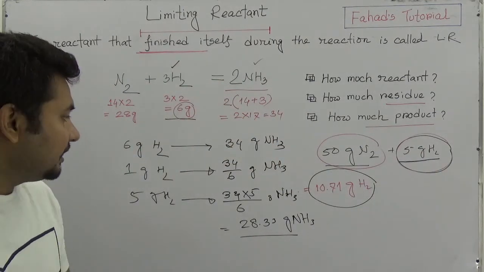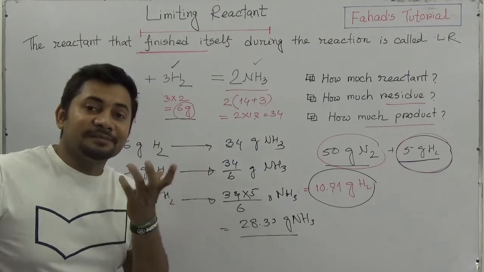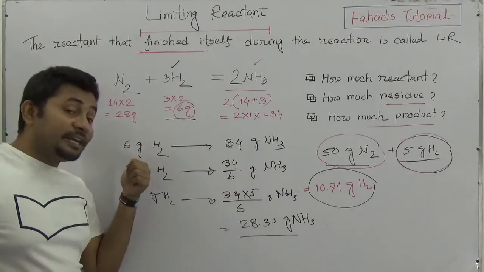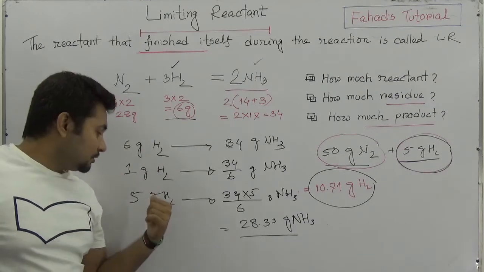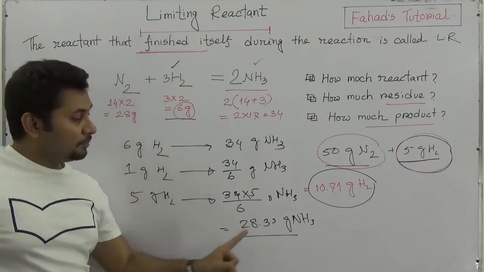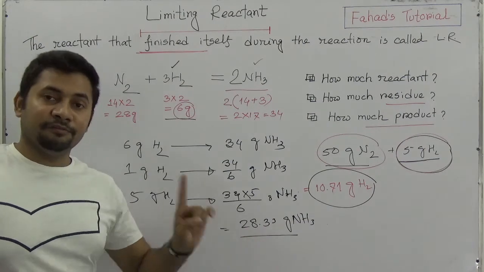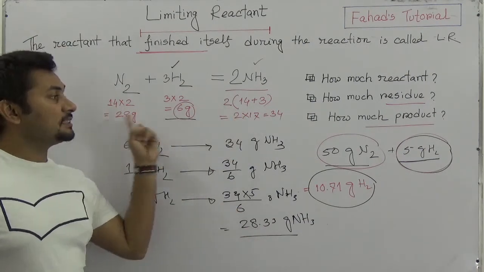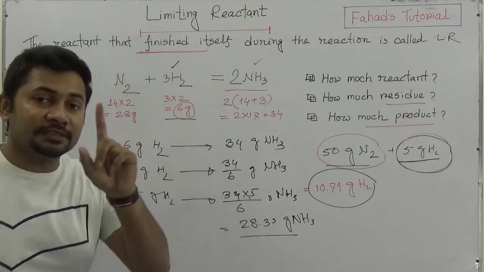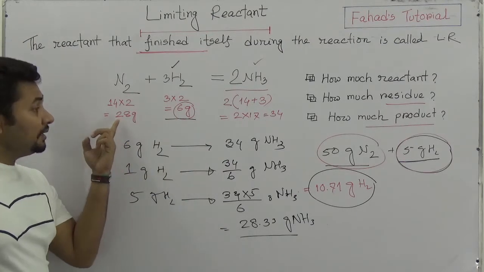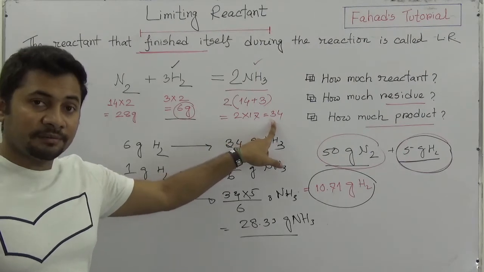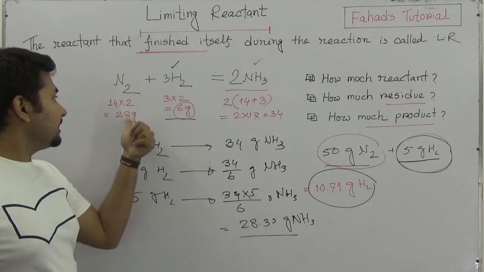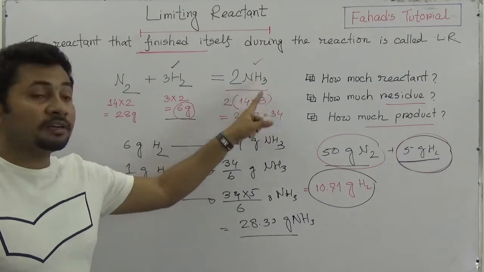How am I doing it and why does this 28 gram come out? Because I am taking hydrogen as a standard, because I know that hydrogen will end. So 5 gram hydrogen will produce this amount of ammonia for sure, because I am taking it as a standard value. But if you started this way, 28 gram nitrogen is producing 34 gram ammonia.